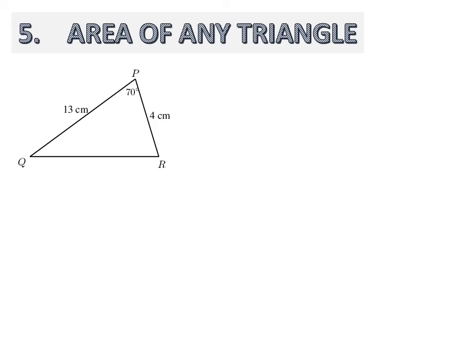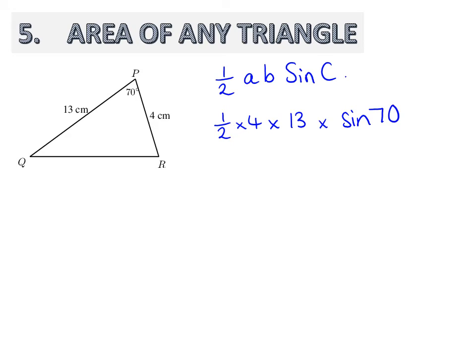So what I'm going to do is I'm just going to write down the formula, which is a half AB sine C. And for this, I don't even really label the triangle. I just know that my sides are A and B. So I've got half times by 4 times by 13. And the angle is C. And as long as I make sure that at the beginning I've got the angle which is between the two sides, then those are going to be the right values. So I can just type this in.